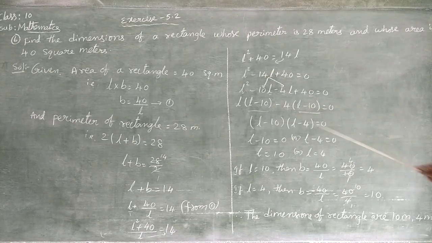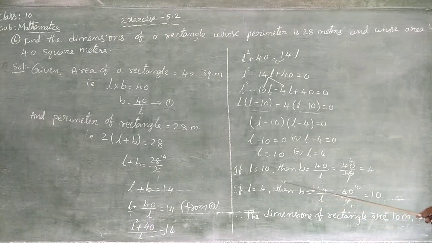So here L minus 10, here L minus 10 is common, take it as common, then L minus 4 equal to 0. That means L minus 10 equal to 0 or L minus 4 equal to 0. If L minus 10 equal to 0, L equal to 10. If L minus 4 equal to 0, then L equal to 4.